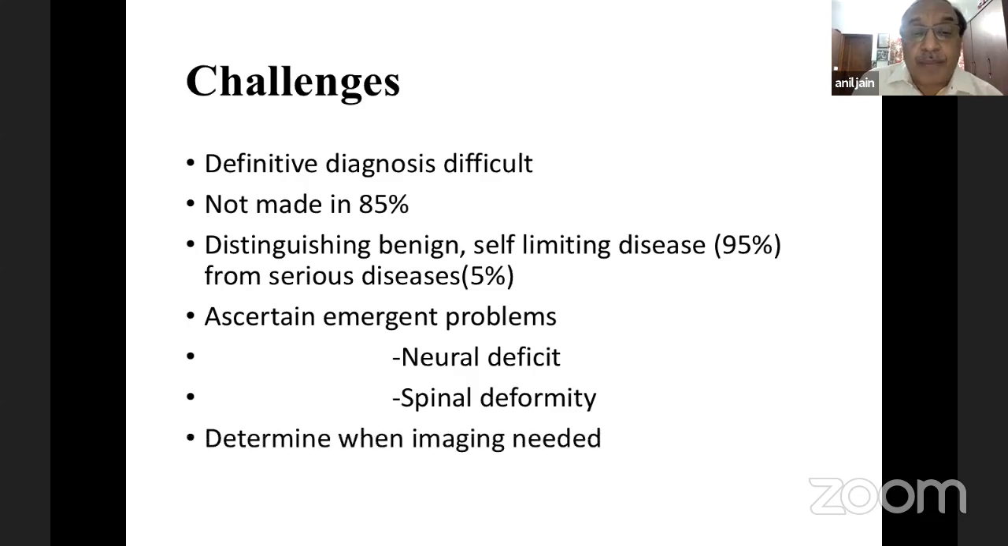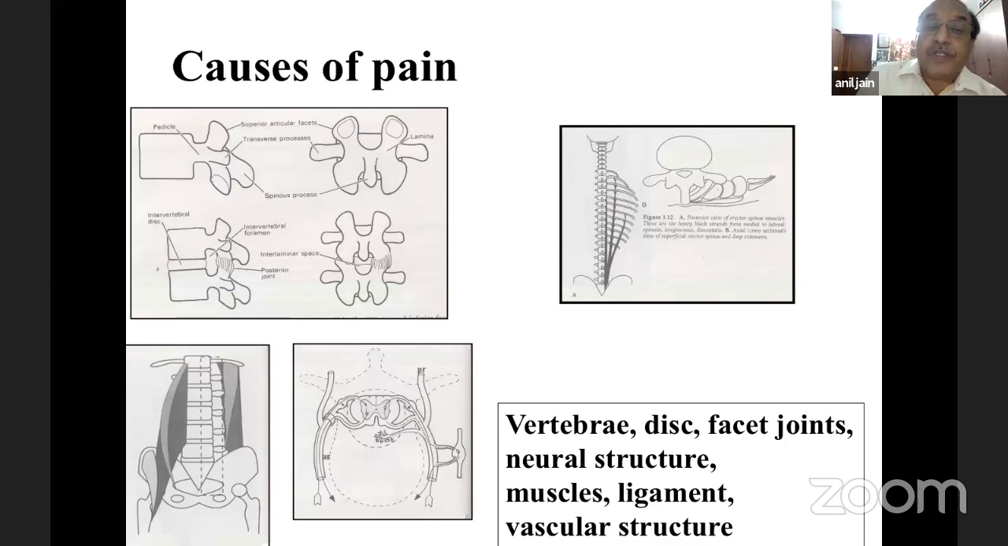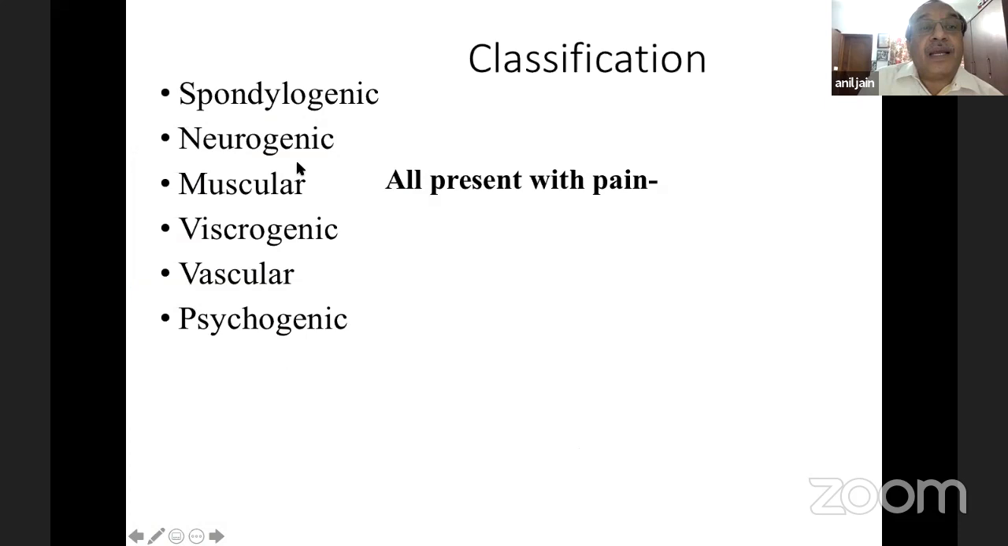And we need to determine when imaging is needed and when intervention is needed. And we need to reassure the patient about what the outcome is going to be. So first of all, various causes of pain may arise from vertebrae, disc, facets, neural structures, muscles, ligaments, and vascular structures. Hence they are categorized as spondylogenic, neurogenic, muscular, viscerogenic, vascular, and psychogenic. These terms are self-explanatory.